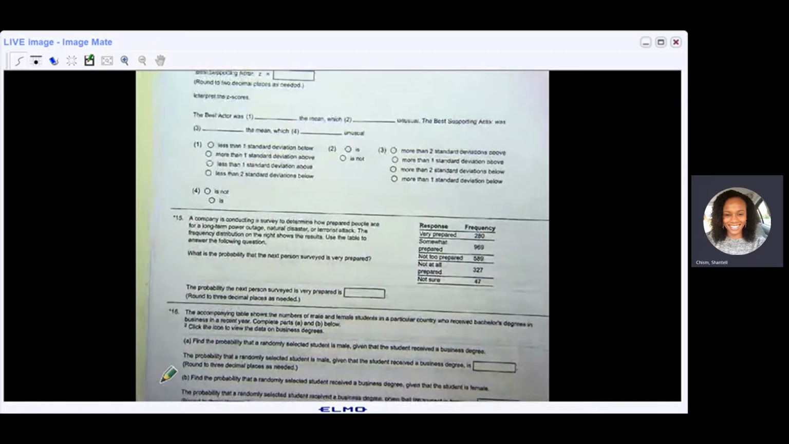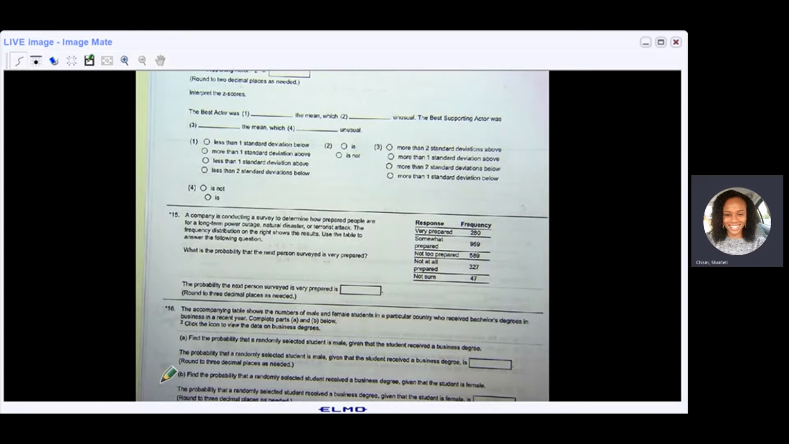Number 14, you're also writing those as z-scores as well. And then 15 and 16 is your first look at probability. So that's the first section in module 3, 3.1.